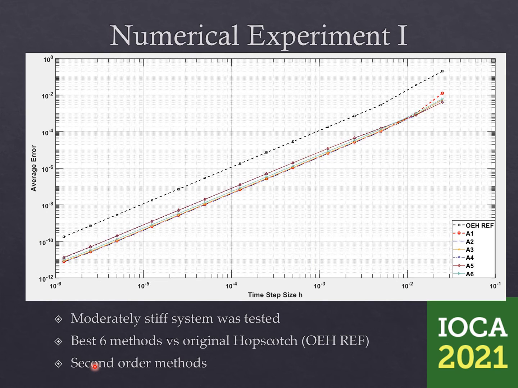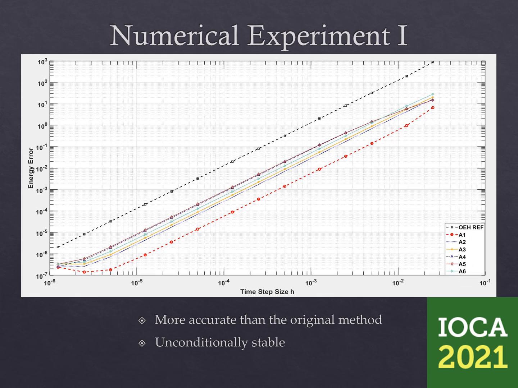In the first experiment, we tested a moderately stiff system. This is the average error as a function of the time step size. We can notice that our methods are of the second order. Here is the energy error as a function of the time step size. We can notice that our methods are more accurate than the original hopscotch method.